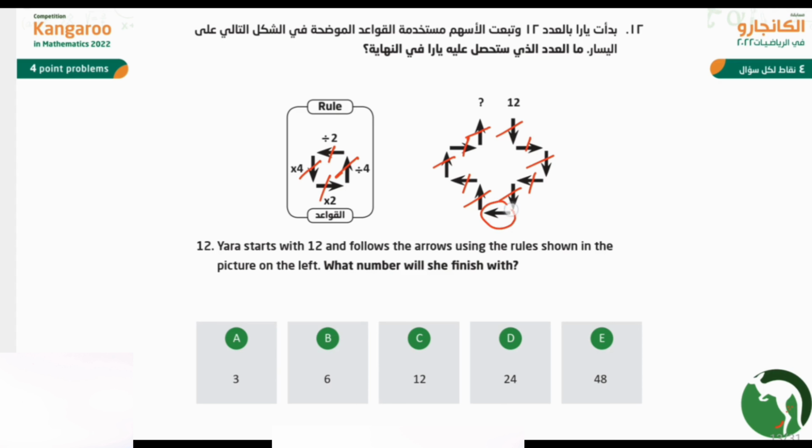So I just have to make this operation here. And what is this operation? It's dividing by 2. So I have 12 divided by 2. So I will have 6, and B is the correct answer.